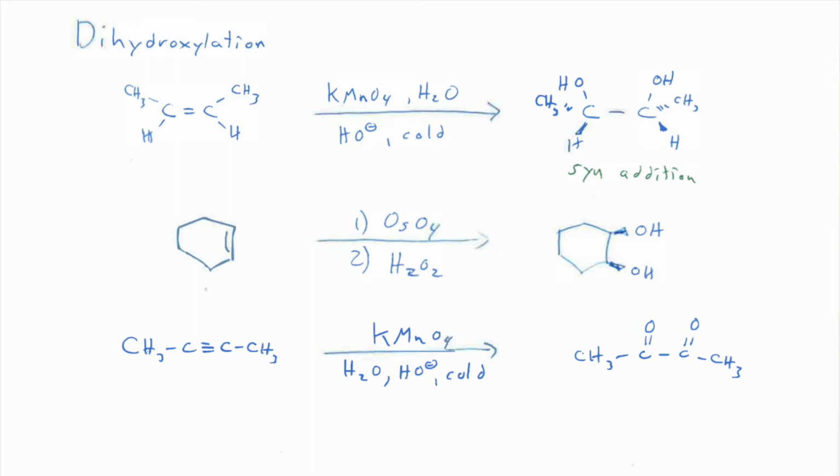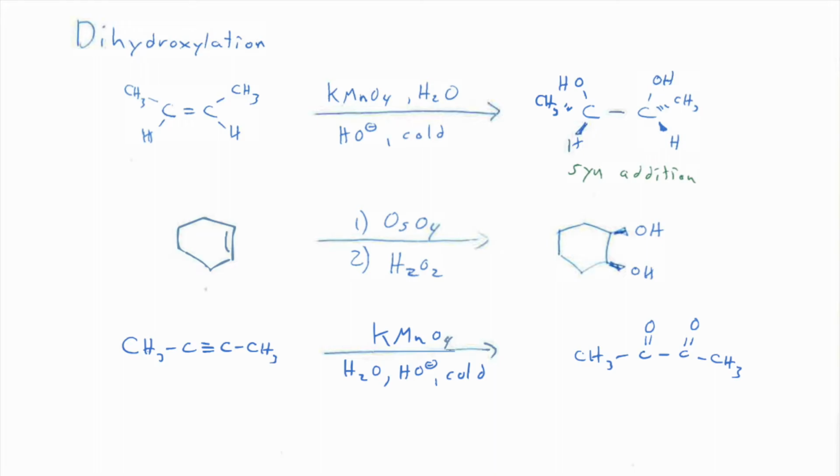But yes, KMnO4 under cold, basic conditions adds 2 hydroxy groups across the pi bond. It's almost as though we added hydrogen peroxide across the pi bond, if you think about it. But that is an oxidation. We've increased the number of bonds to oxygen, in this case, on both of those carbons.